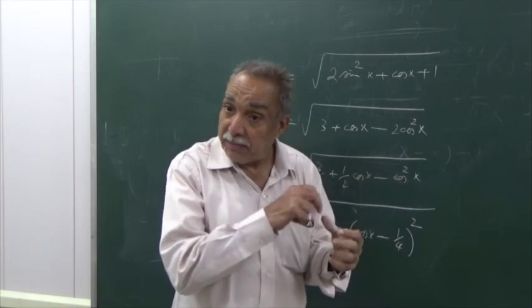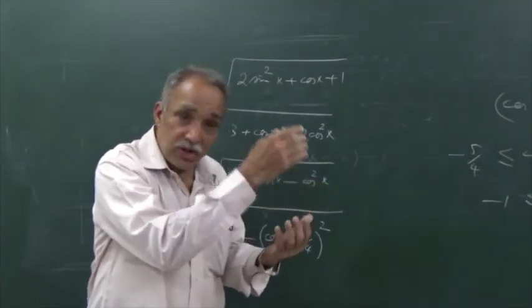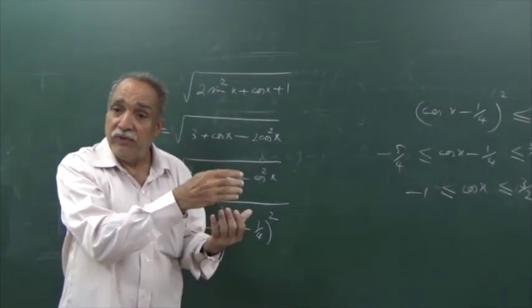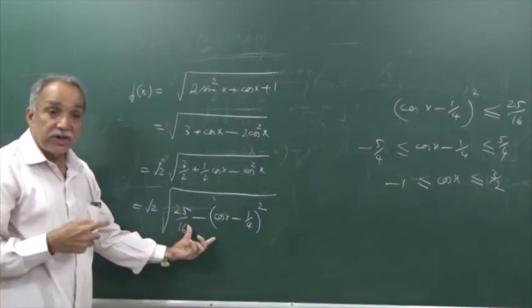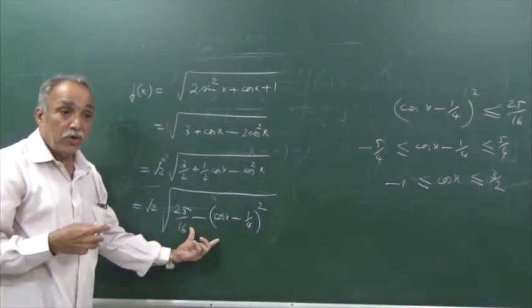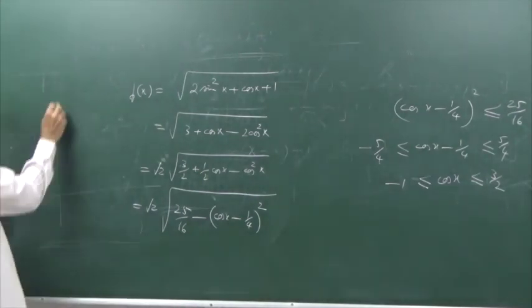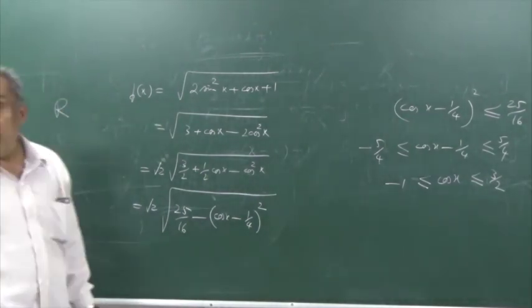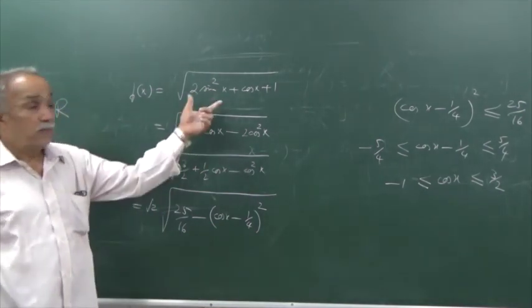You are actually permitted to go up to 3 by 2, but it is not going up to 3 by 2, it is stopping at 1 itself. So, we are on the safer side. The expression always remains greater than or equal to 0, the square root is always defined, and the domain is the entire set of real numbers from minus infinity to infinity. How to obtain the range?